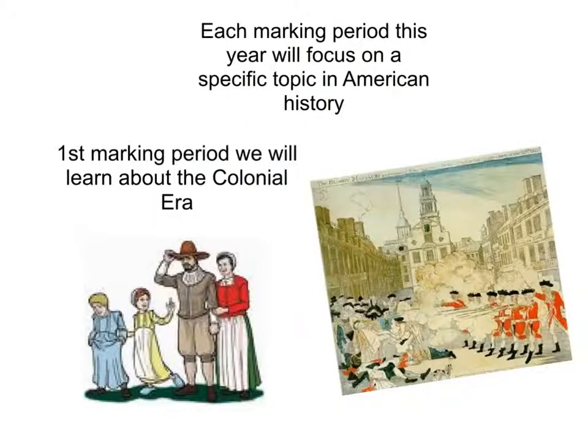Each marking period this year will focus on a specific topic in American history. For example, in the first marking period we will learn about the colonial era and discuss what life was like in the 13 colonies and the events that would lead up to the American Revolution. That will take us through the first 10 weeks of school.